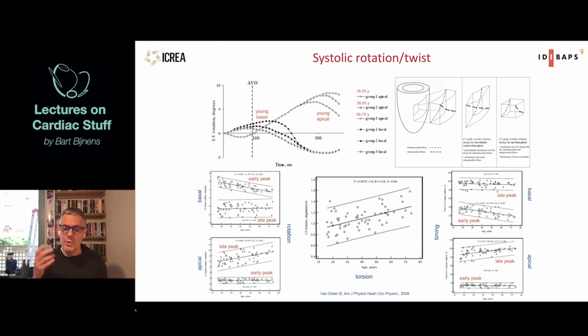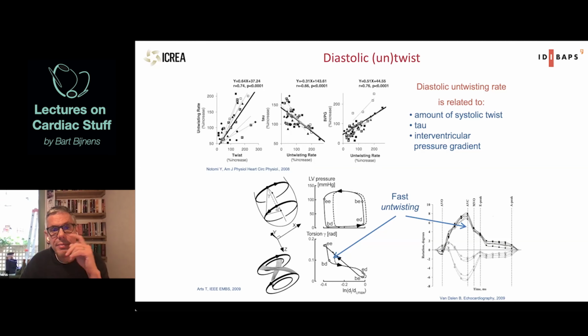So actually using this value of rotation in order to make clinical decisions is very tricky because it's actually quite complex to interpret. Similarly, what people have then been looking at is using this untwisting, so this fast decrease in the diastolic period, in order to link that to systolic function.